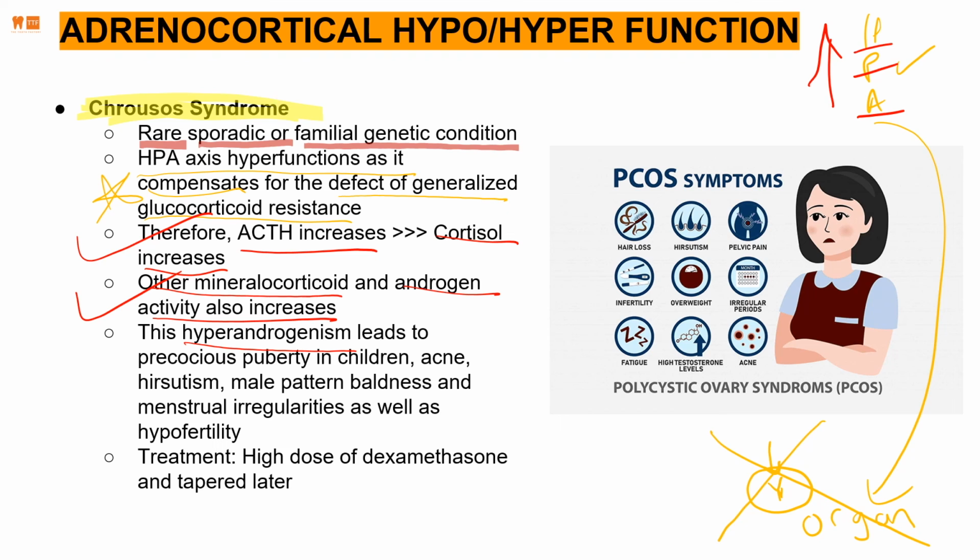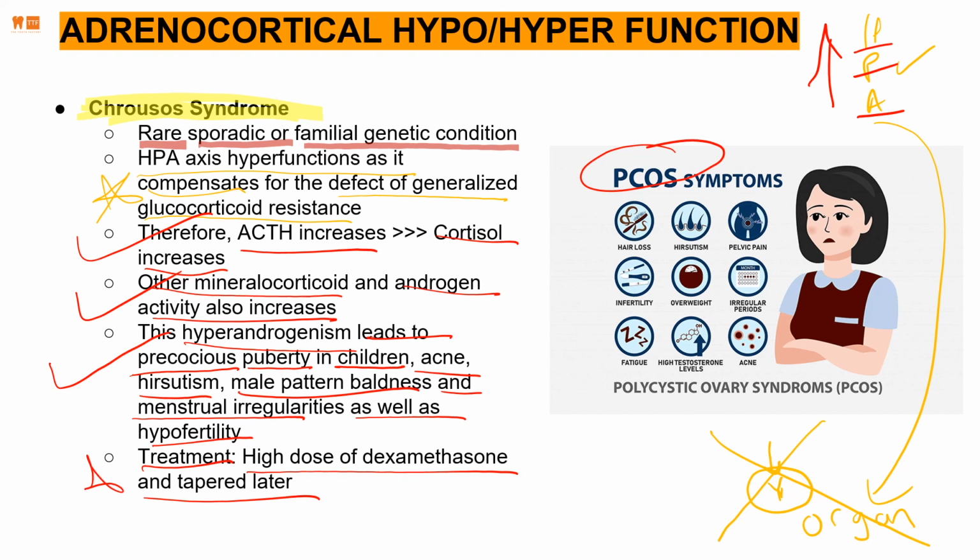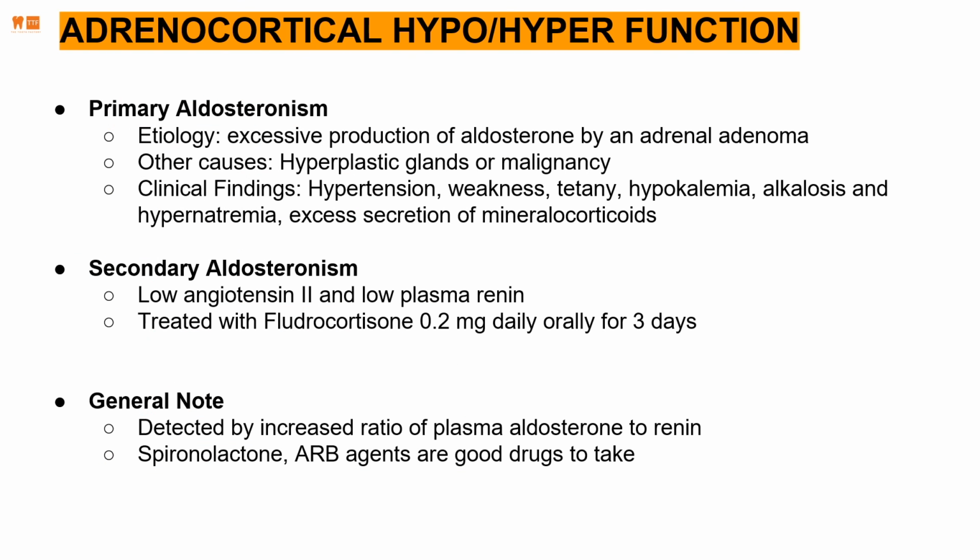This hyperandrogenism leads to precocious puberty in children, early puberty, acne, hirsutism, male pattern baldness, loss of hair, and menstrual irregularities, as well as hypofertility. And those are a lot of the manifestations of PCOS. The treatment is a high dose of dexamethasone and, of course, a discontinuation protocol, tapered later. Thank you for staying with me so much, guys. We're almost there. Only one more slide left after this.